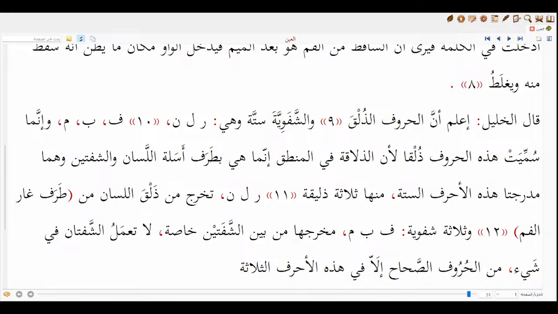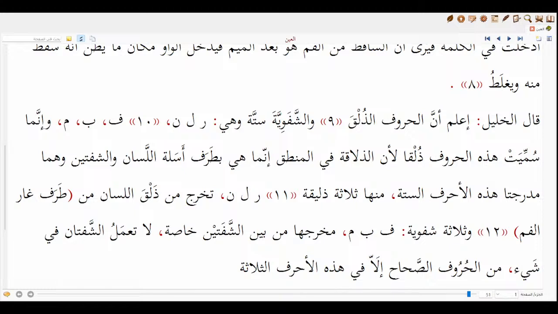وثلاثة شفوية, and 3 of them are of the lips, pronounced with the lips. This is fa, ba and mim. مخرجها من بين الشفتين خاصة. Their place of pronunciation is specifically by way of the two lips.